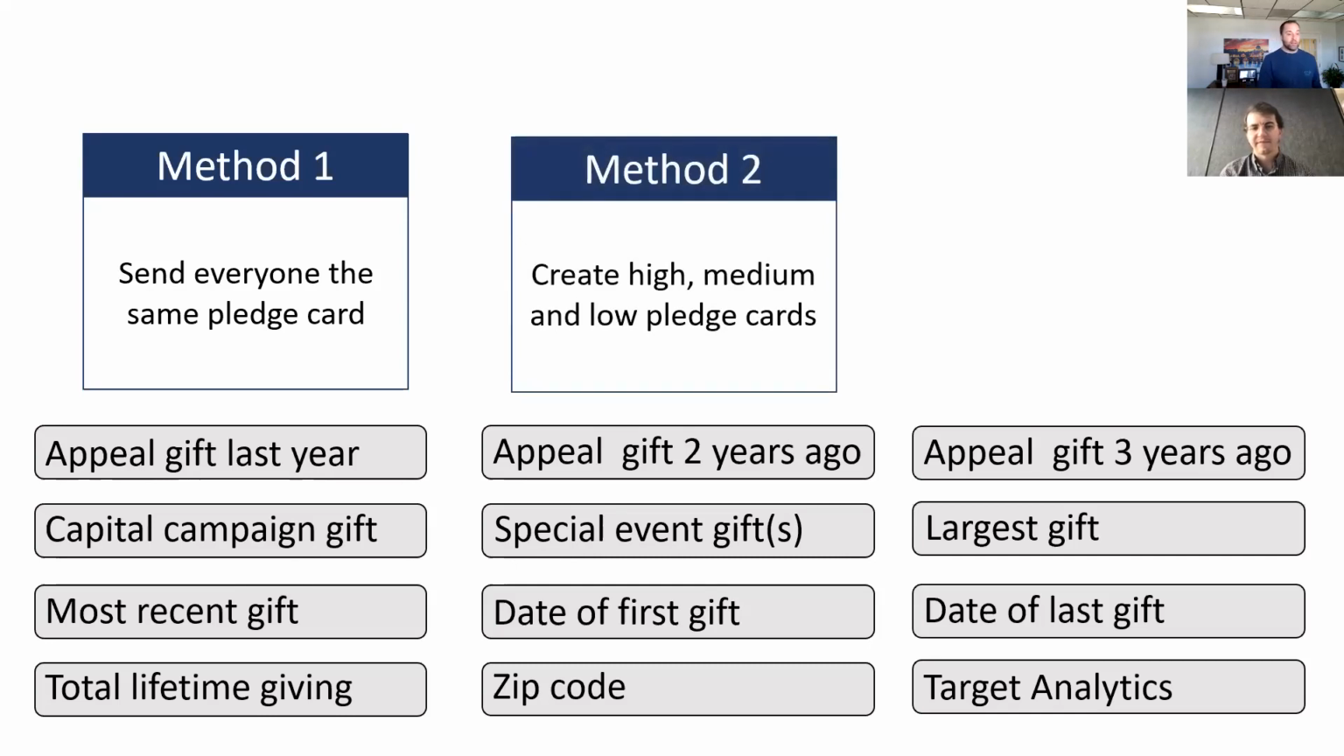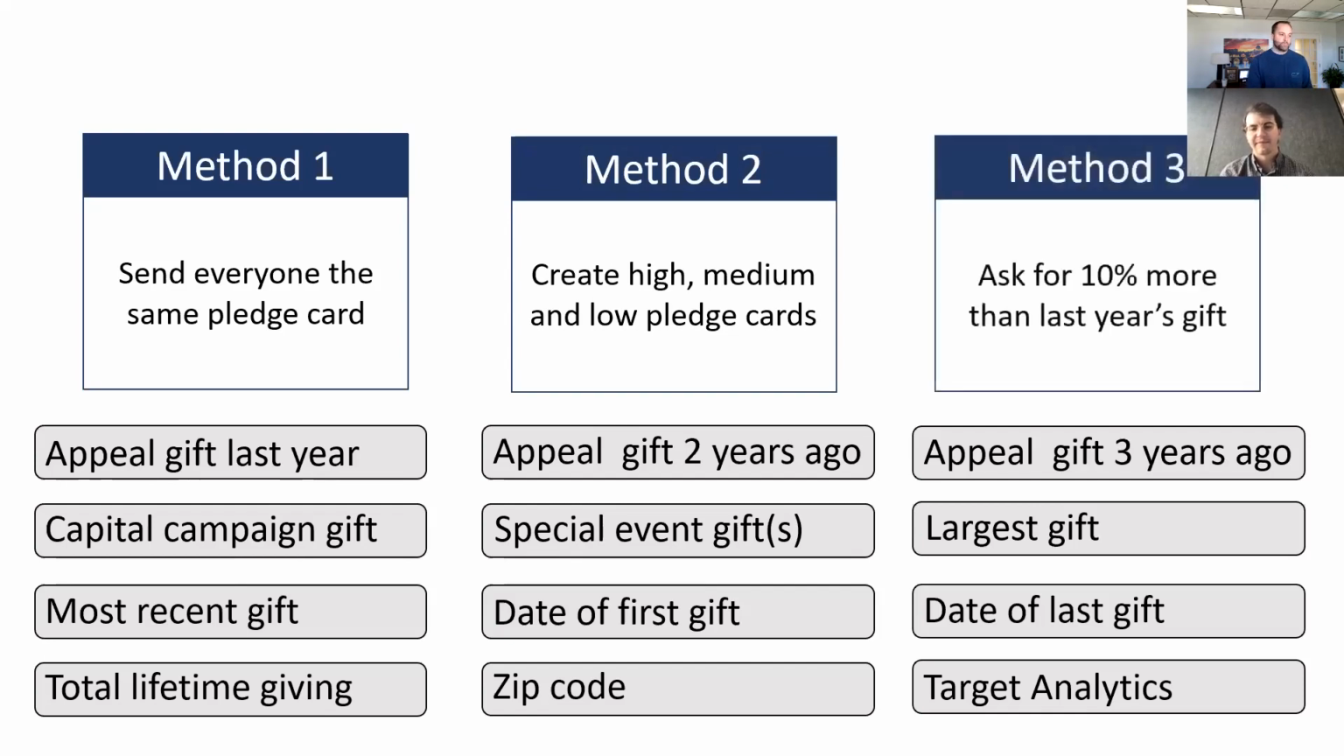Second version is a little bit better. You have like a high, medium, and low pledge card, and you send those out. It's a little bit better. You're still leaving a lot of money on the table. The final method is, you'd be surprised how common this is.